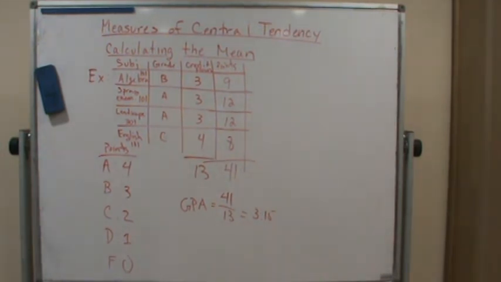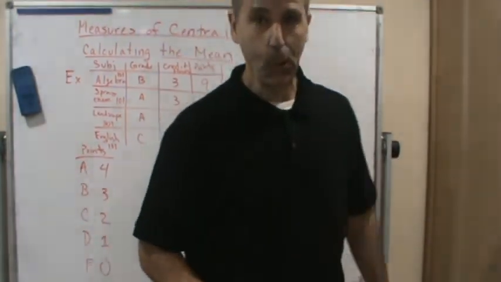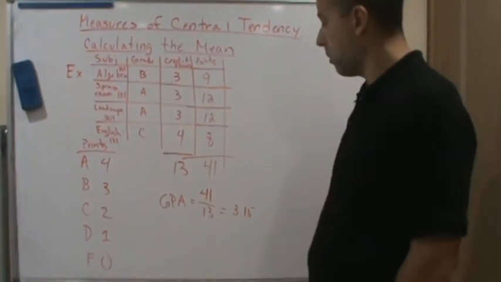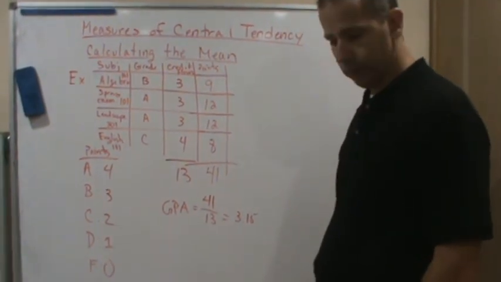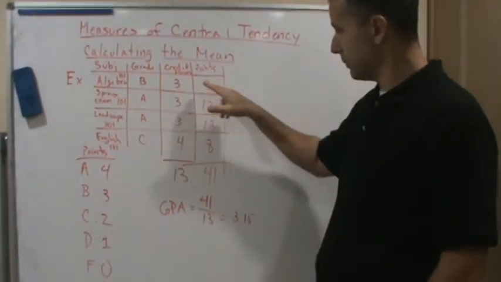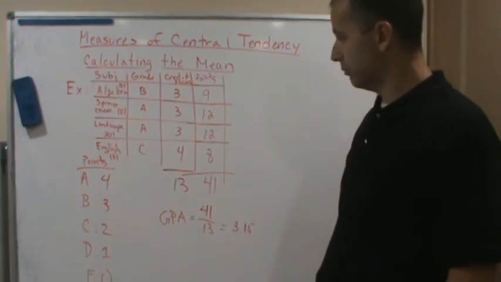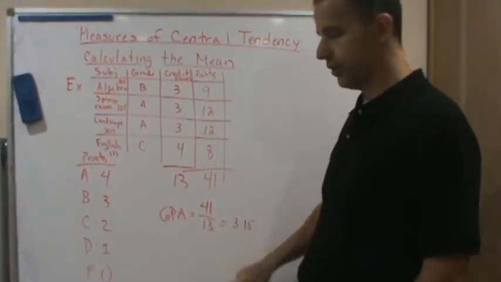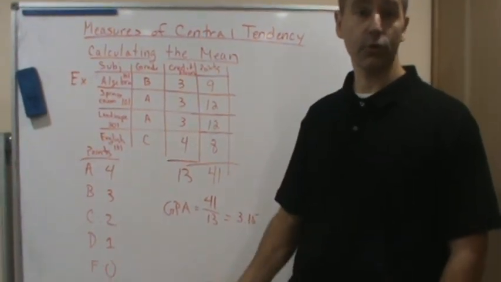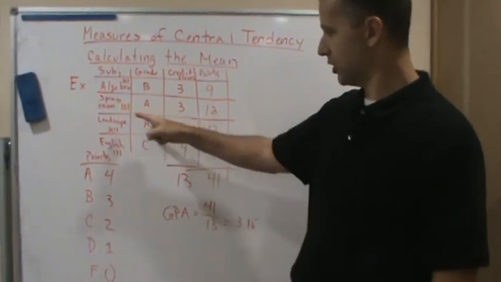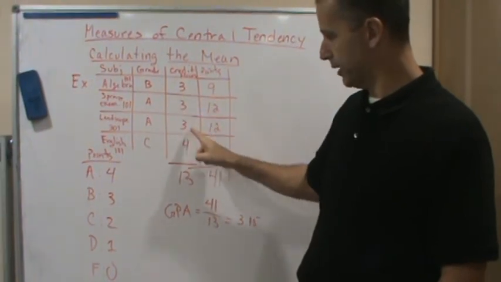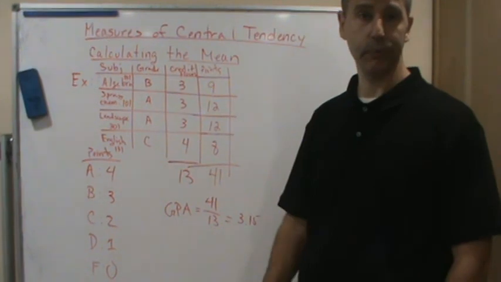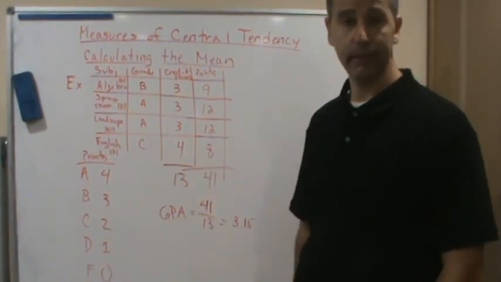Okay. So again, real easy. All you have to do is set up the two columns, in this case, and then get your total points and then divide by the total credit hours. This is also called a weighted average because each class is weighted by the number of credit hours for the class. So this is also termed a weighted average. But again, this is how you calculate it.